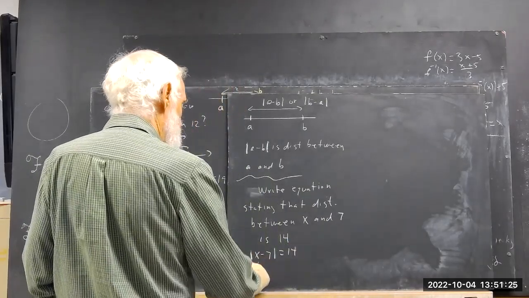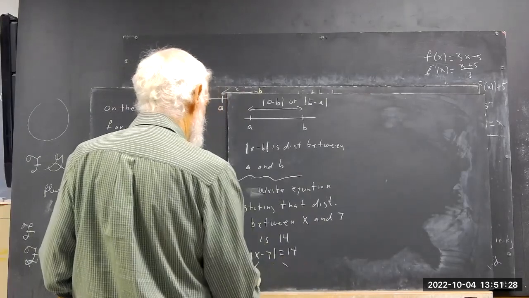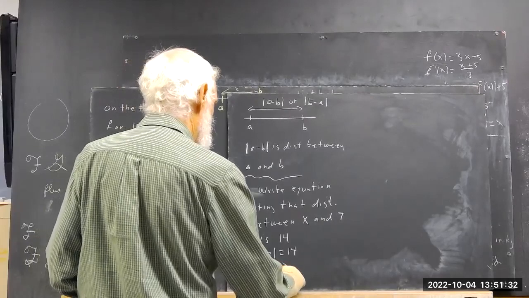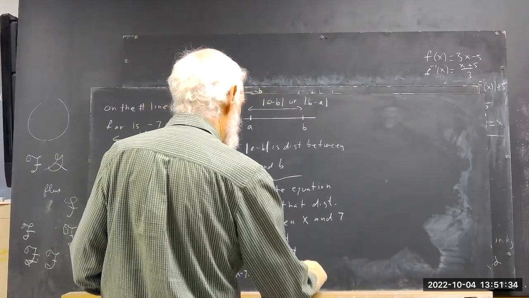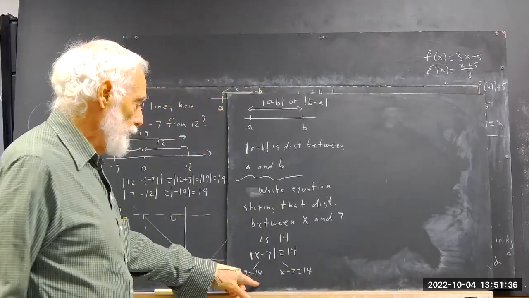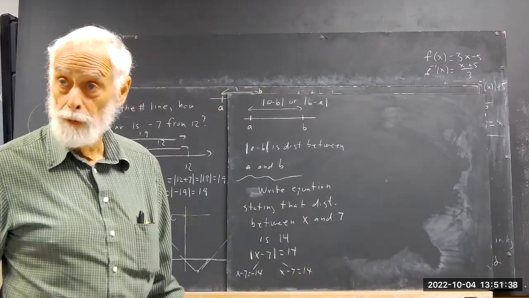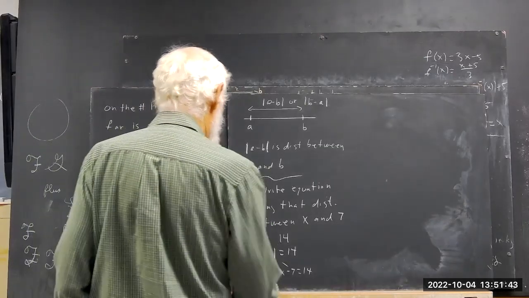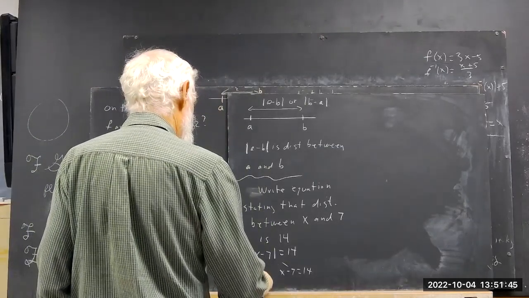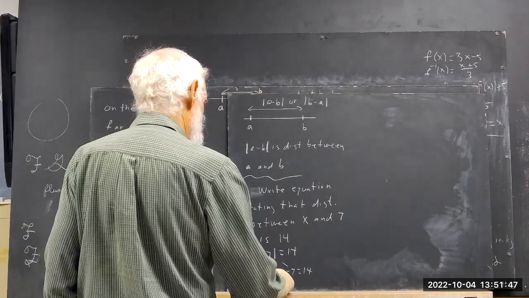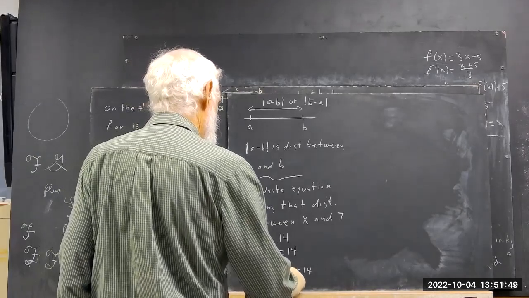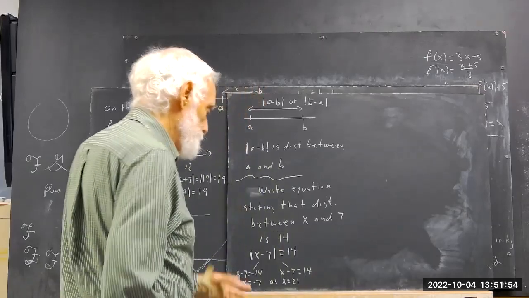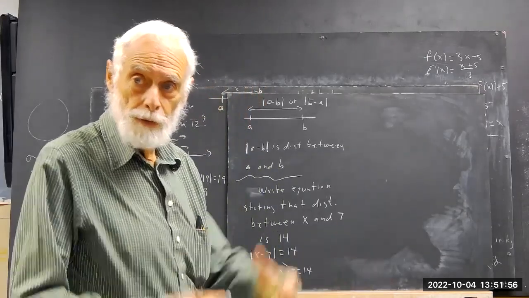And then we can break this into two equations. X minus 7 equals negative 14, or X minus 7 equals 14. Okay, so that X equals negative 7, or X equals 21. You write that as a solution set.